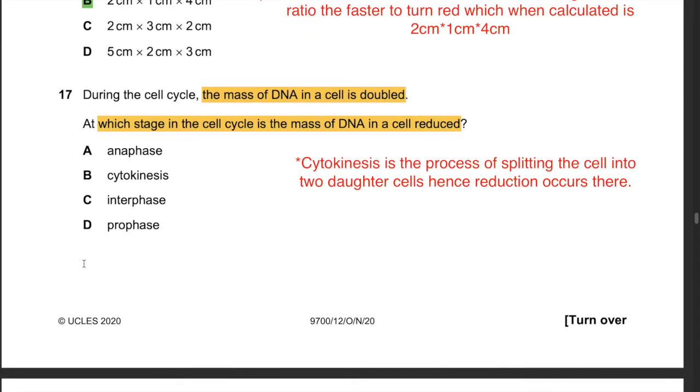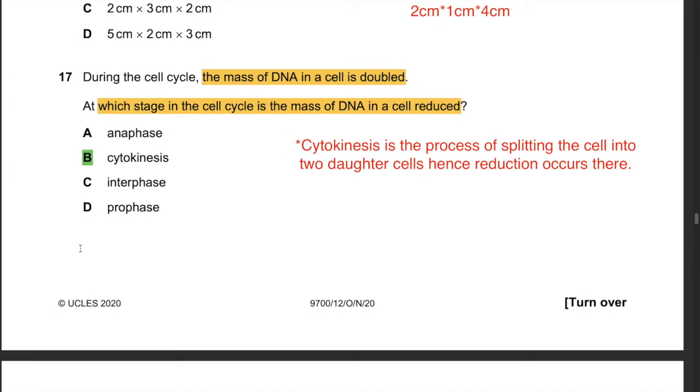Question 17. During the cell cycle, the mass of DNA in a cell is doubled. At which stage in the cell cycle is the mass of DNA in a cell reduced? Cytokinesis is the process of splitting the cell into 2 daughter cells. Hence, reduction occurs there. Therefore, answer is B, cytokinesis, as when the cell is split, the DNA will be reduced.